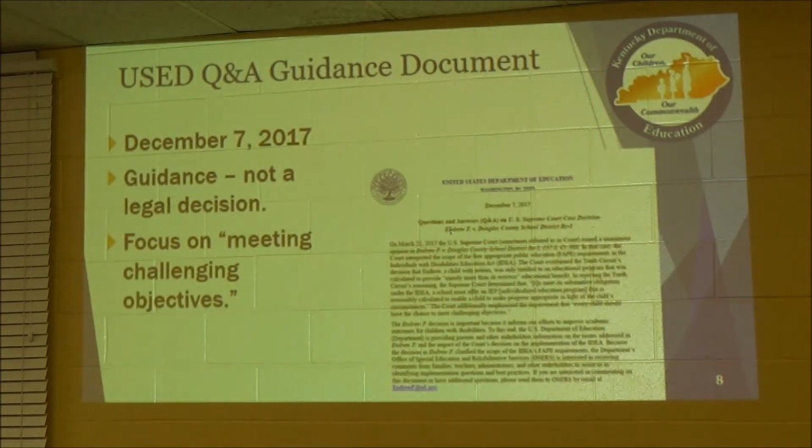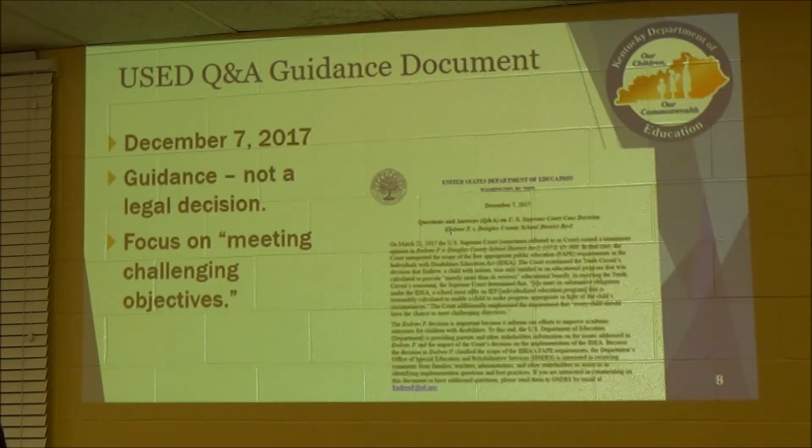So shortly after the Endrew opinion was released, the United States Department of Education released a question and answer document, which is really helpful as well. I passed that around to you. It's really good to break this opinion down for anyone who wants to read it. For example, it talks about that more than de minimis standard. What does de minimis mean? It's a Latin term which means too trivial or minor to consider. So it does a really good job of explaining things to everyone so everyone can read and understand this opinion.